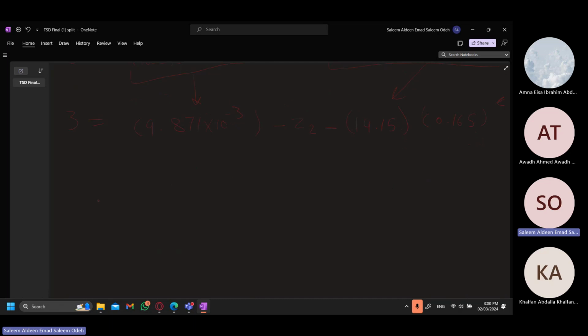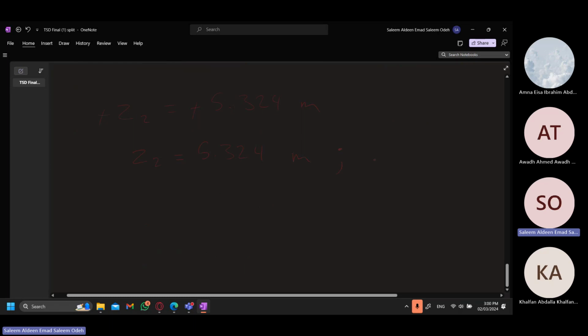So now we could rearrange the equation a little, so we'll end up having minus Z2 equals minus 5.324 meters, but we could get rid of the minuses, so we'll end up having Z2 equals 5.324 meters.